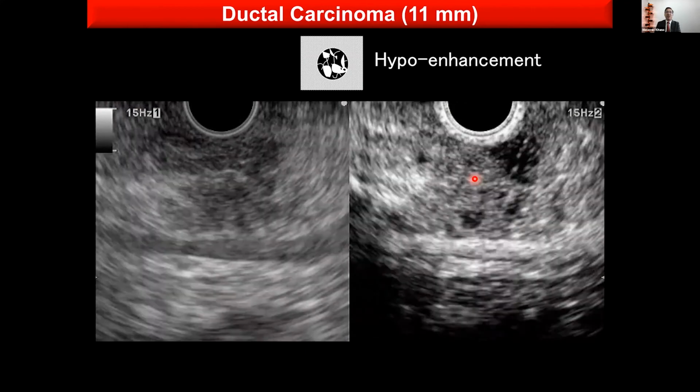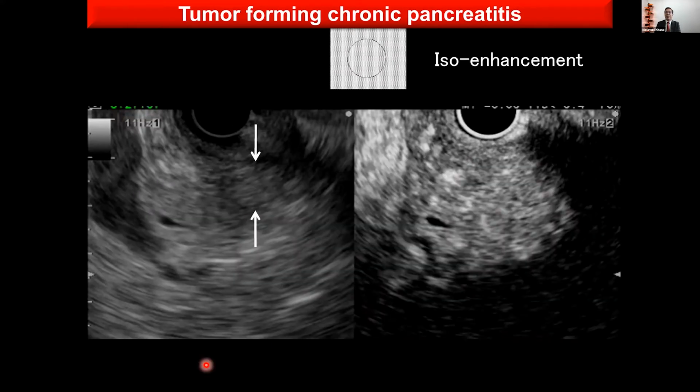This is a typical image of tumor-forming chronic pancreatitis with iso-enhancement. The left image shows a standard EUS, which shows the low echoic area at the head of the pancreas. When we perform contrast enhancement, we can see homogeneous enhancement without a clear margin to the surrounding tissue.